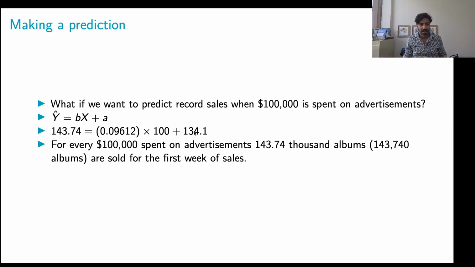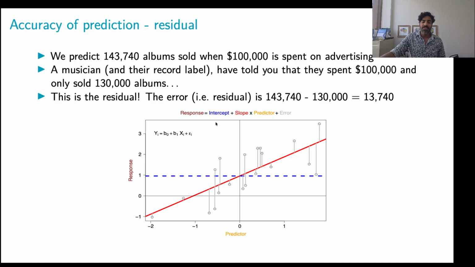So you give me your money, and I say, give me $100,000, and I will be able to return to you 143.74 thousand albums sold in the first week of sales. But then when I return to you the results, I say, oh, look, my model predicted 143,000 albums sold when you gave me $100,000. But I actually only sold 130,000 albums. I'm sorry, this was the model. This is the error in my model, and so this is the residual.